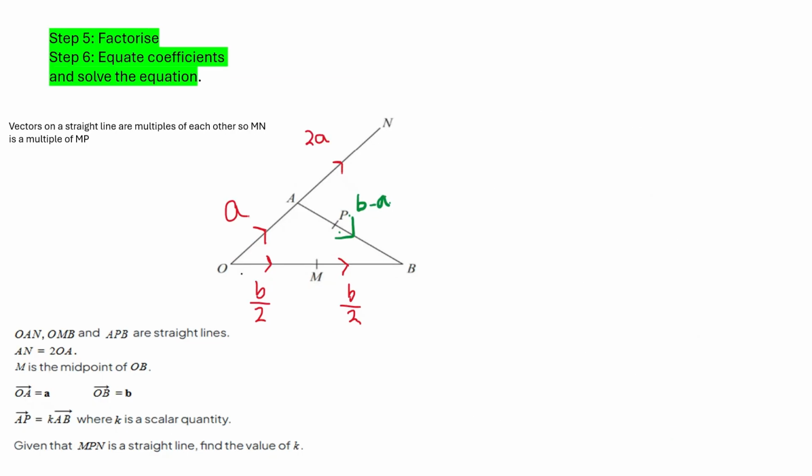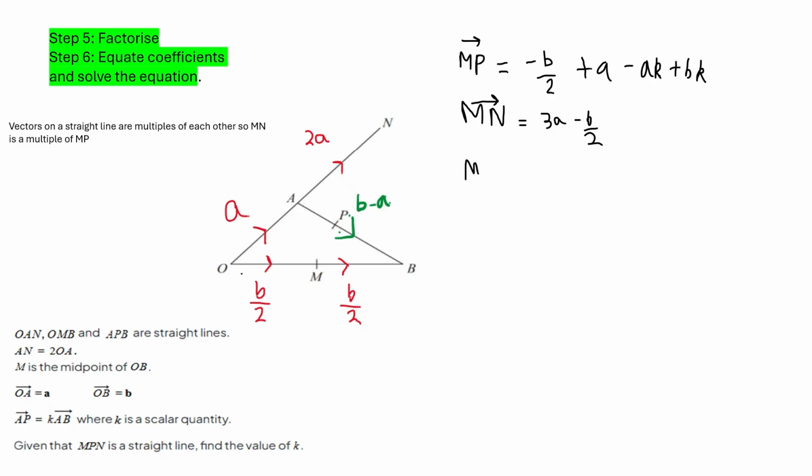So now we're going to move on to the final two steps for solving the vector question. To begin with, we rewrite our expressions and we have to factorize our A and B out. So for example, for MP, we can factorize our A. So we get A and then we get 1 minus K in the brackets, and plus B minus half plus K in brackets.